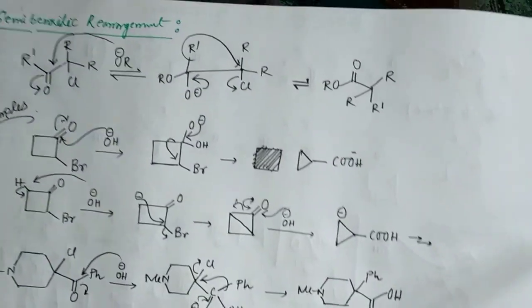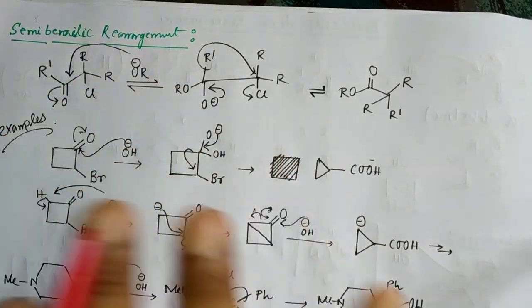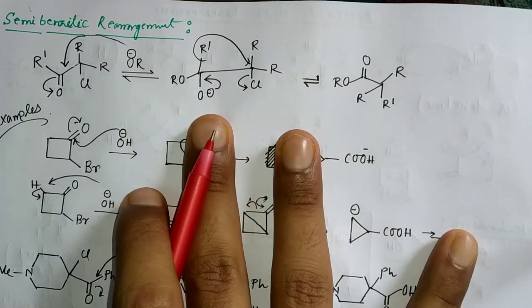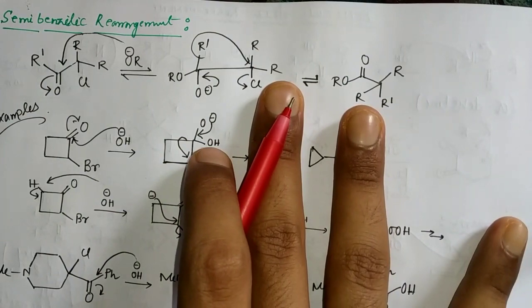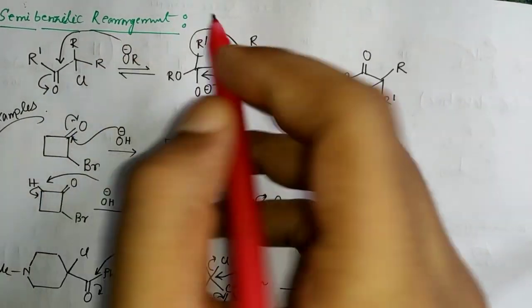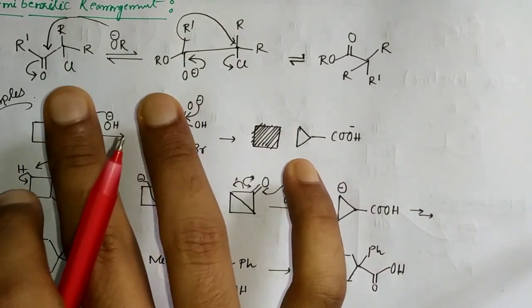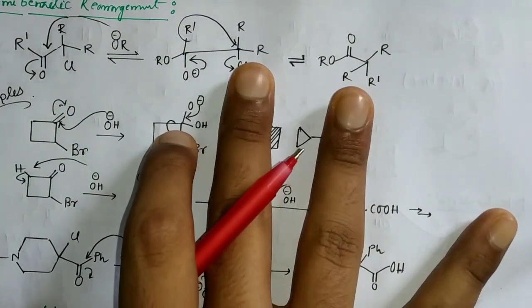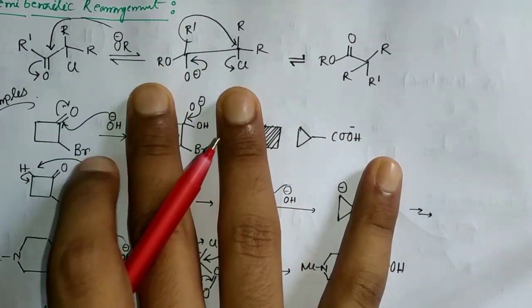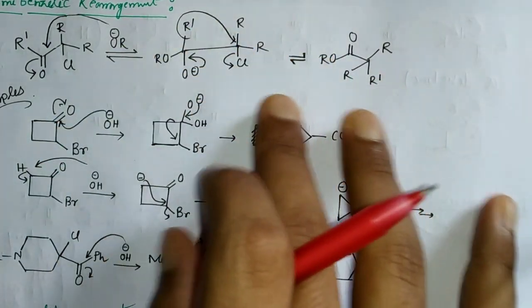Now let's come to the semibenzilic acid rearrangement, and it is also important for your exams. Okay, and questions are also asked from this topic. And see, this is your alpha haloketone. Okay, so the alpha haloketone contains no alpha hydrogen, and when it is treated with this alkoxide, it will follow the semibenzilic acid pathway.